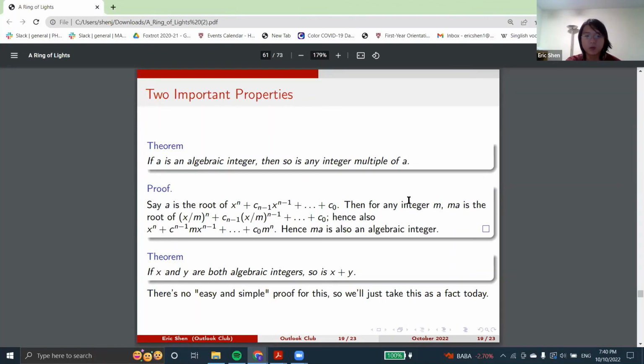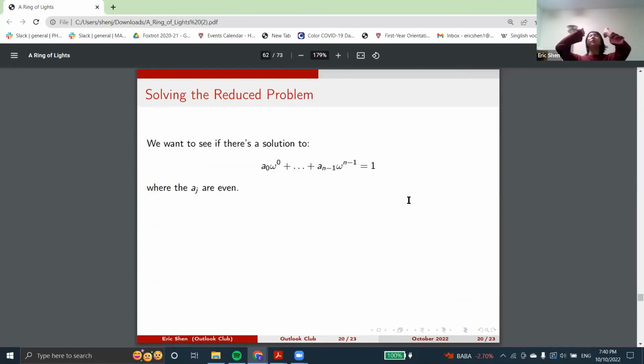Okay, great. So now, finally, we can return to our original question. So what was our original question again? Well, after all of this invariant stuff, we reduced it to this problem of: is it possible for a0 times omega to the 0 plus all the way to a(n-1) times omega to the n-1, where omega is equal to e to the 2 pi i over n, so a primitive nth root of unity, is this sum possibly equal to 1 where the a's are all even?